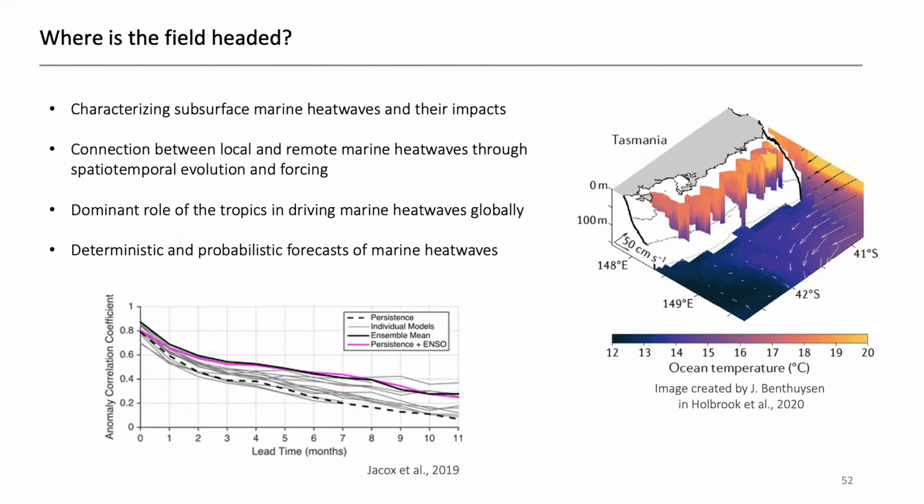Okay, and then I think this connection between the local and remote marine heat waves through the spatiotemporal evolution and forcing is really important. It's very clear that tropical Pacific variability plays an important role in driving marine heat waves, and that in fact, when you include it in models, it improves your prediction skill, as shown here in Mike Jaycock's paper.